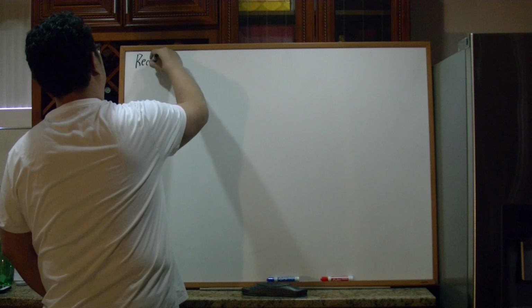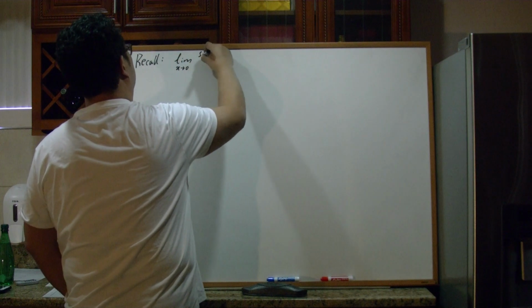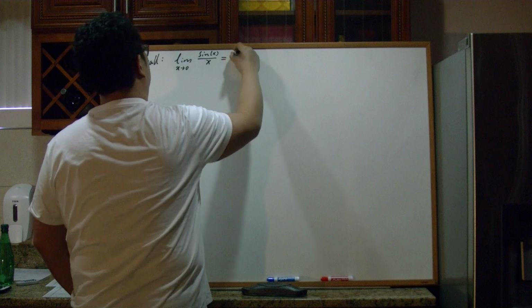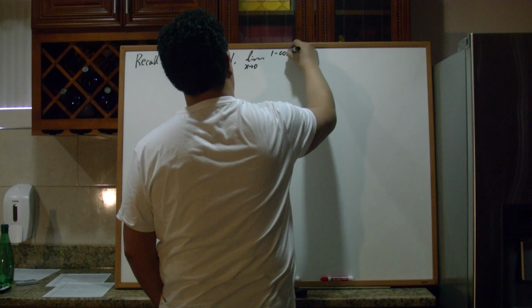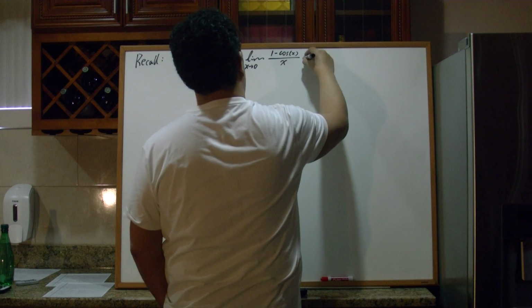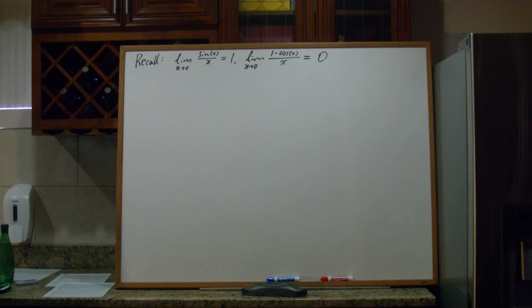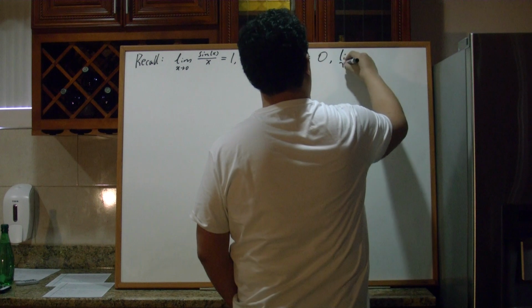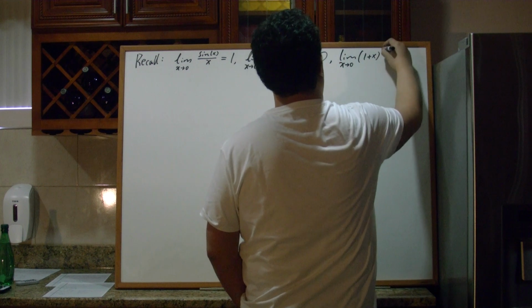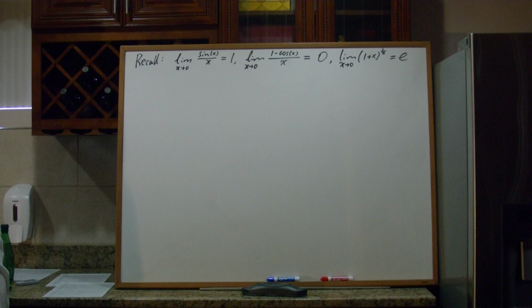There are three things we can recall. In the limit section, we have seen the limit as x approaches 0 of sine of x over x equals 1. The limit as x approaches 0 of 1 minus cosine of x over x equals 0. That is what we can recall. And another thing was the limit as x approaches 0 of (1 plus x) to the 1 over x is equal to e.